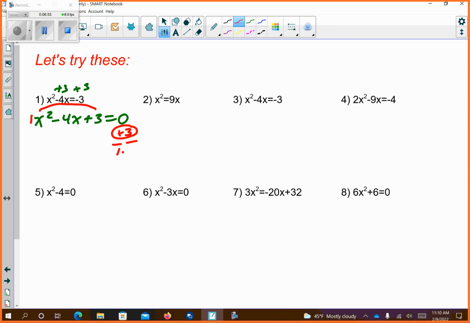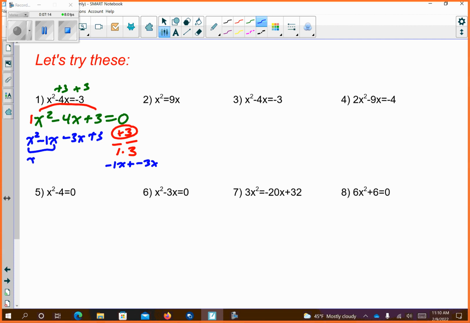So the factors of 3 are 1 times 3. That's the only way I'm going to get a 3. And what was so eloquently stated was negative 1x plus negative 3x is equal to negative 4. Cool. So let's plug those in. x squared minus 1x minus 3x plus 3.